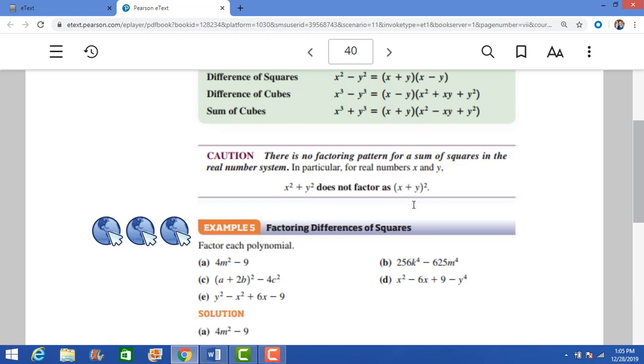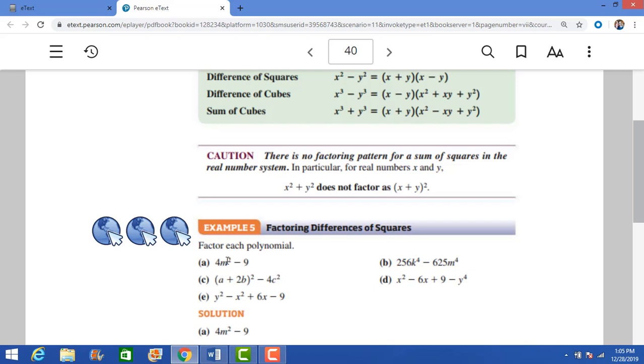This gives you a 2xy. Remember, this is a perfect square. So you always get 2xy in the middle in this case. Okay? So now let's factor each of these polynomials.